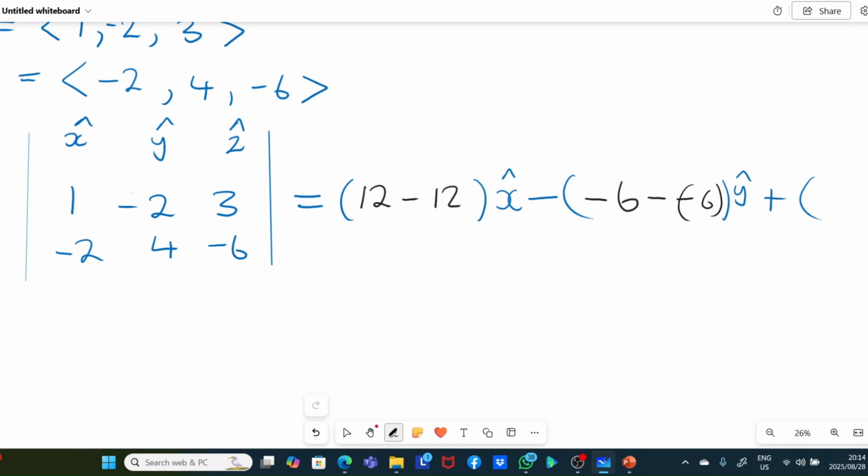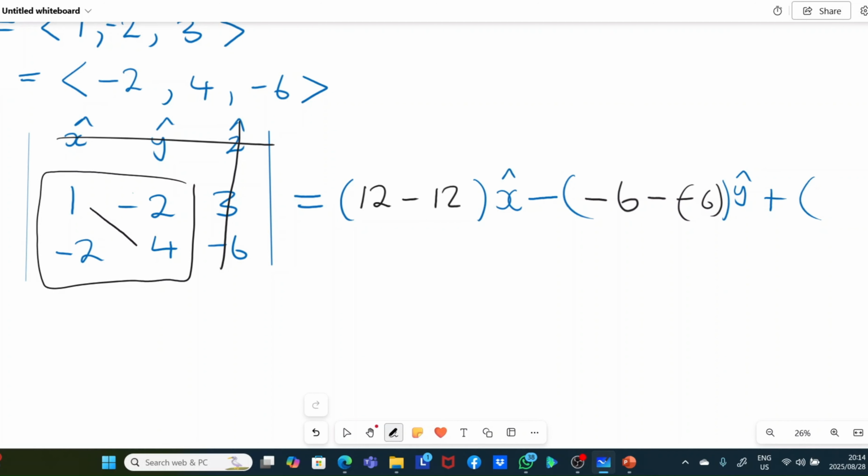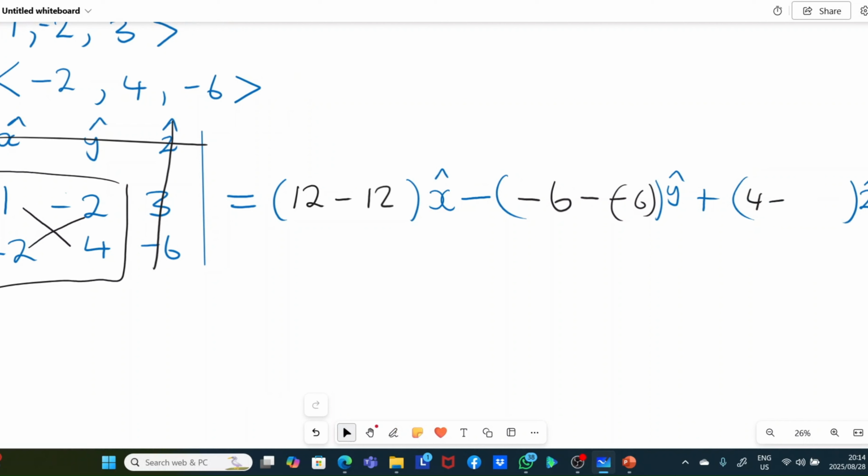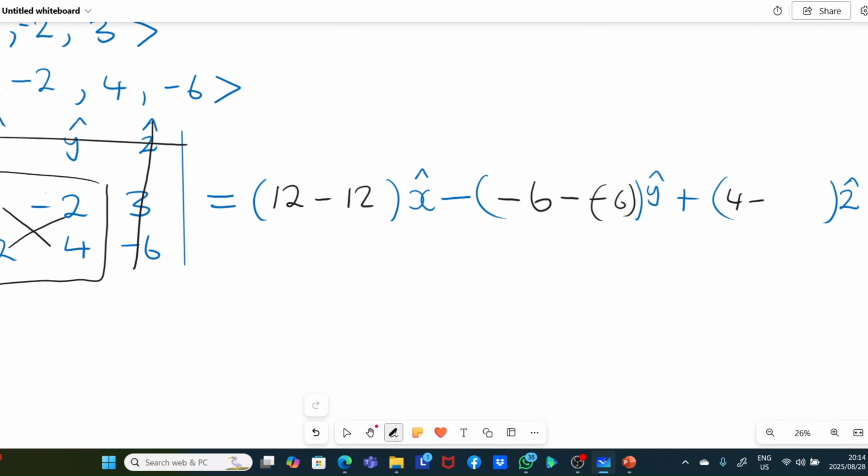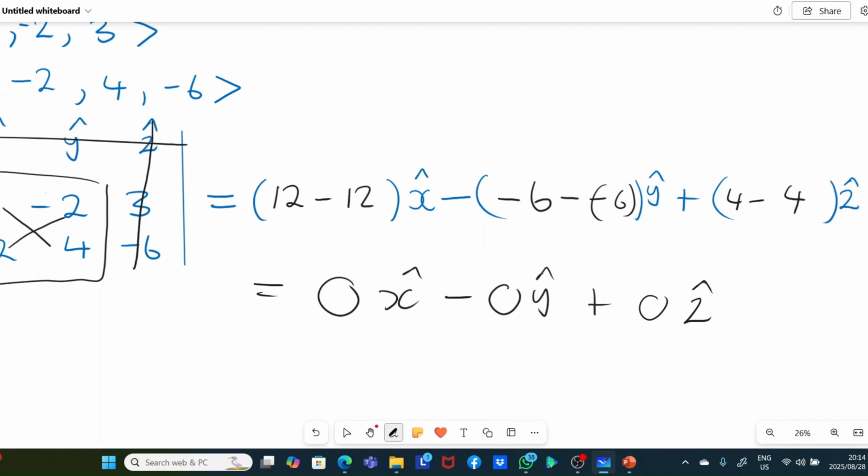And the last one, we hide for z. We hide everything that is below z and everything that is beside z, everything that has nothing to do with z, and we multiply those ones. 4 minus 4. So you get 4 minus 2 times minus 2 times minus 2, which is again positive 4. So the answer is 0 x hat minus 0 y hat plus 0 z hat. In the x direction we get 0, in the y direction we get 0, in the z direction we get 0.